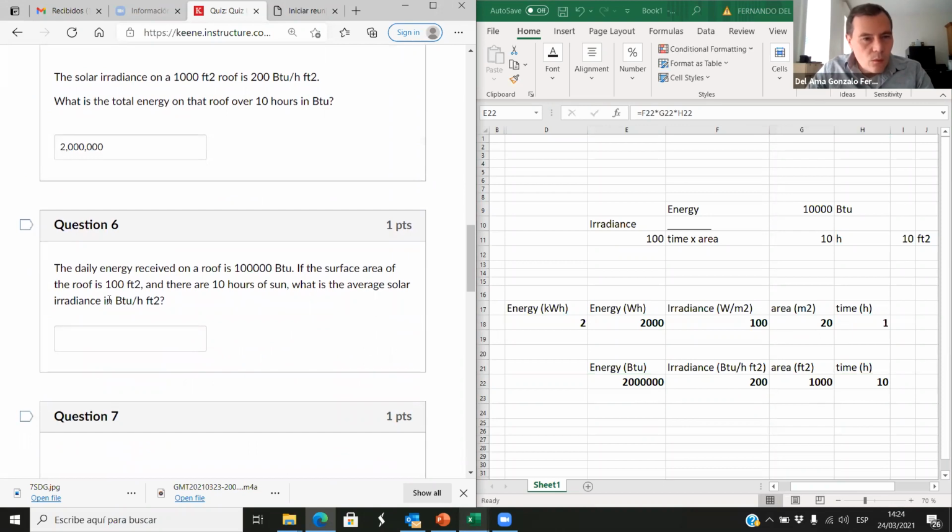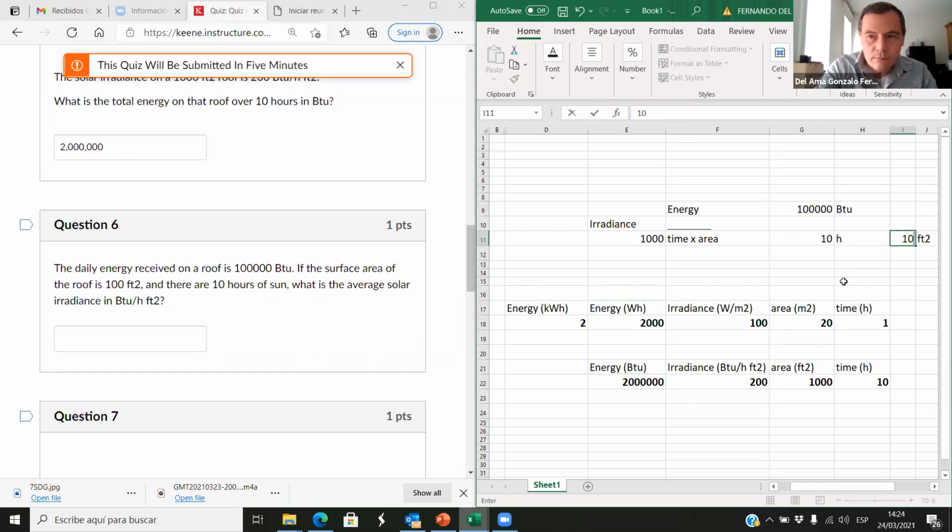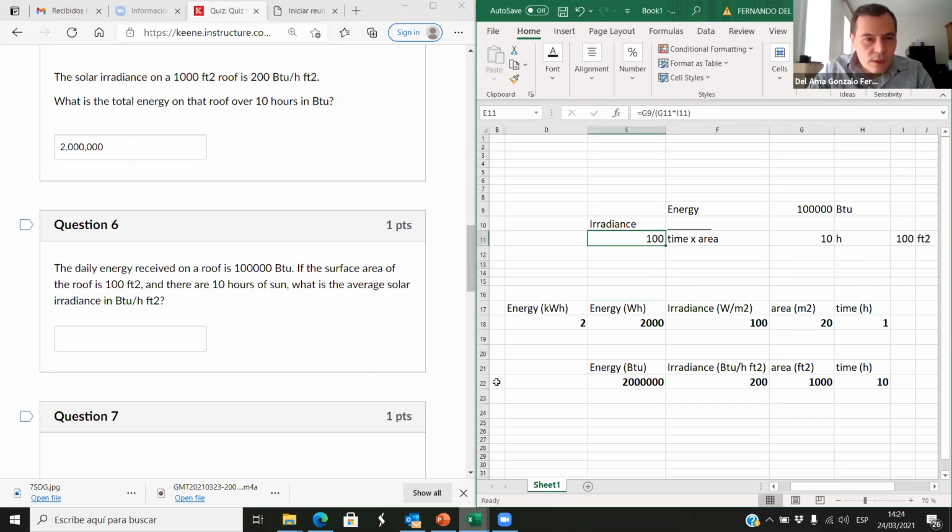Question 6, the daily energy received on a roof. So here we have the daily energy received on this roof. It's 100,000. The surface area of the roof is 100. And there are 10 hours of sun. So we are receiving 100. The irradiance in BTU per hour per square foot is 100.